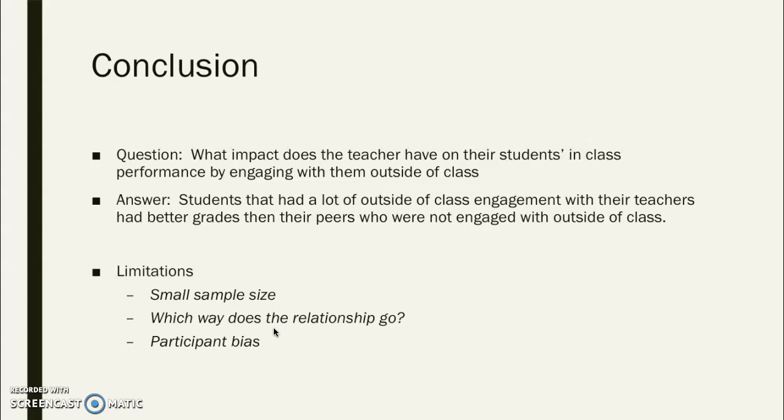And another limitation is participant bias. Sometimes it's a little bit easier for teachers to have the grade A students come to mind. When we're talking about grades, sometimes it's a lot easier to be a little bit subjective and not completely objective when we're thinking about what students do we engage with the most, who's doing the best. So that can definitely be a limitation.